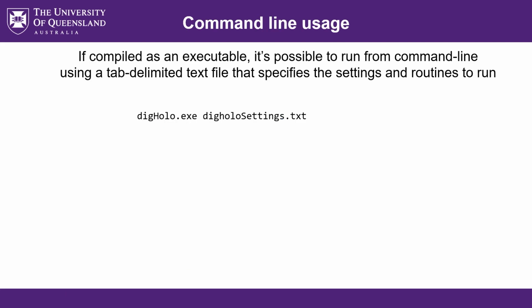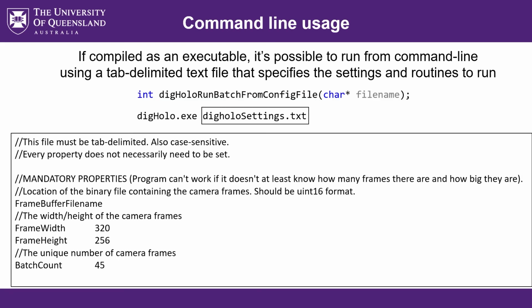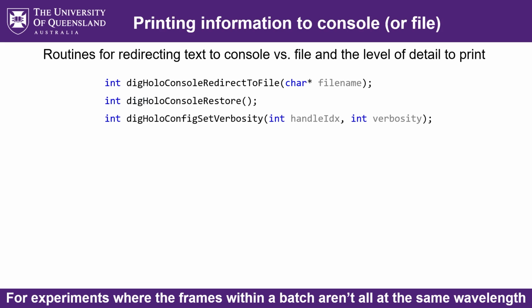digHolo can be called from the command line as an executable rather than as a library. You specify the file name path to a tab delimited text file, and it basically just calls this function internally. Inside that text file, you can set all the parameters. You can feed in data like camera frames as raw binary files. If you don't specify any input frame data, it'll just generate a test set with the parameters that you specify elsewhere in the file, like dimensions and batch count, etc. There's an example text file provided as well.